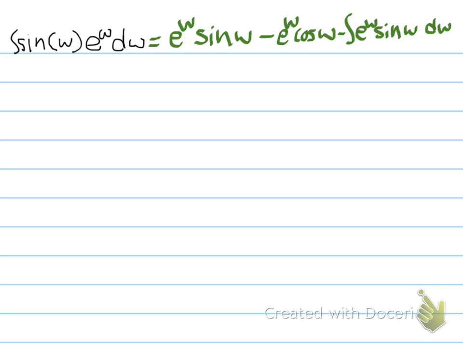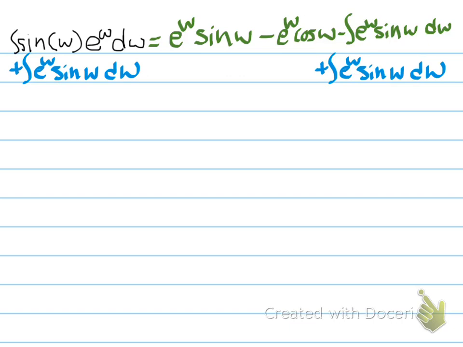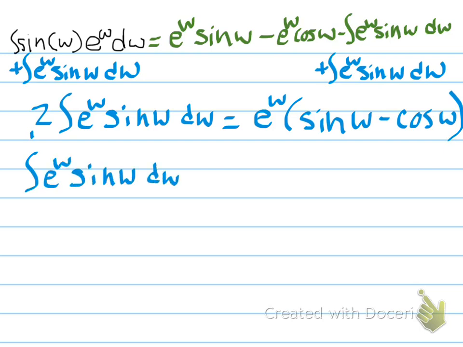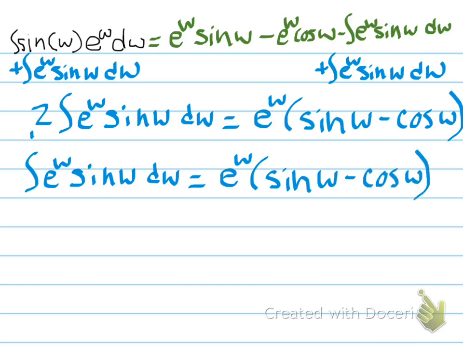I know, this is going to be famous. Finally famous. I'm adding both of those guys to the same side. Or, adding the same thing to both sides, essentially doing nothing except doubling that left-hand side. So that's 2 times the integral of e to the dub sine dub d dub is e to the dub times sine dub minus cos dub. So we divide both sides by 2. And when we do, we get 1/2 e to the dub times sine dub minus cos dub. That's the integral that we were longing for.